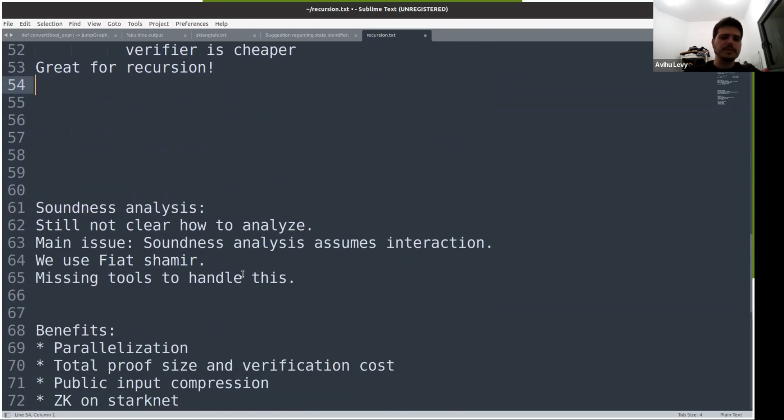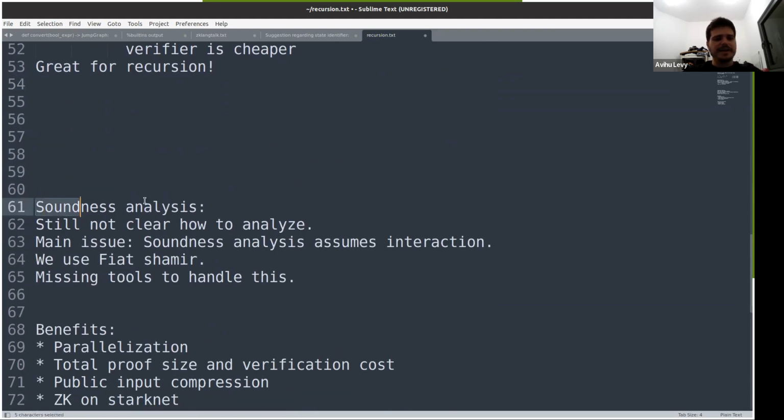All right. About the soundness of recursion, basically it's a lot of words to say that we don't know. We don't know really how to analyze these recursive proofs. The main issue is that the soundness analysis we know today about Stark proofs assumes real interaction between prover and verifier, and we use Fiat-Shamir. So when we just use it once, we say, oh, okay, I can believe it. We proved it for regular interaction, and Fiat-Shamir looks safe.